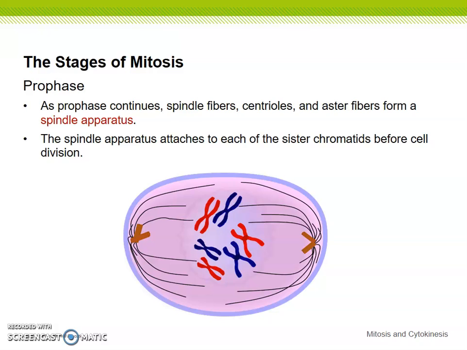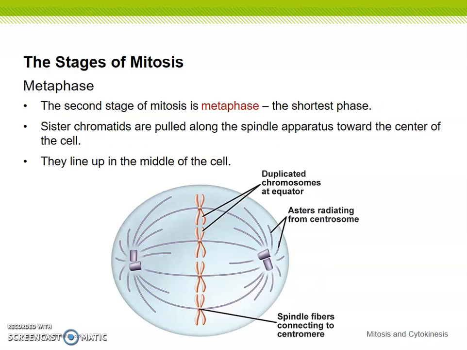The spindle apparatus, its job is to attach to the centromere of each chromosome and move it around. Make sure that it moves in the proper way. So the spindle apparatus attaches to each of the sister chromatids before cell division happens.